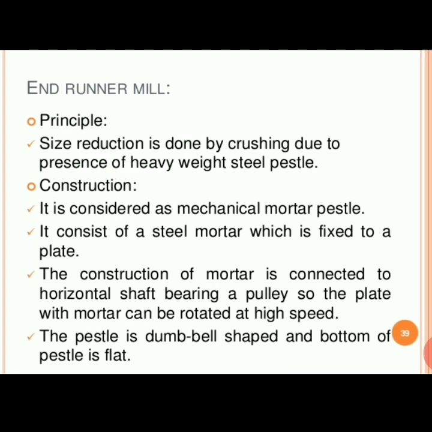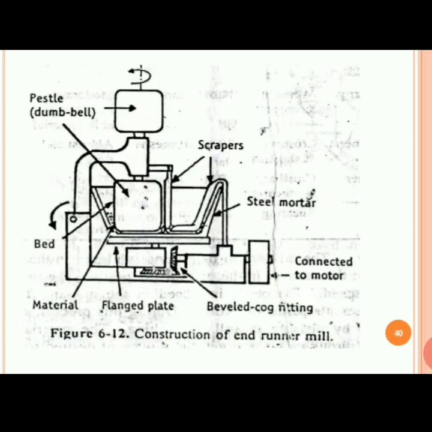Then what is the construction of this mill? Here this diagram shows the end runner mill. It is like a mechanical mortar and pestle. Here at the top it consists of a pestle which is dumbbell shaped. Then this is a scraper. Here a scraper is present for scraping the material stuck on the mortar walls. Here the mortar is present which is made of steel.